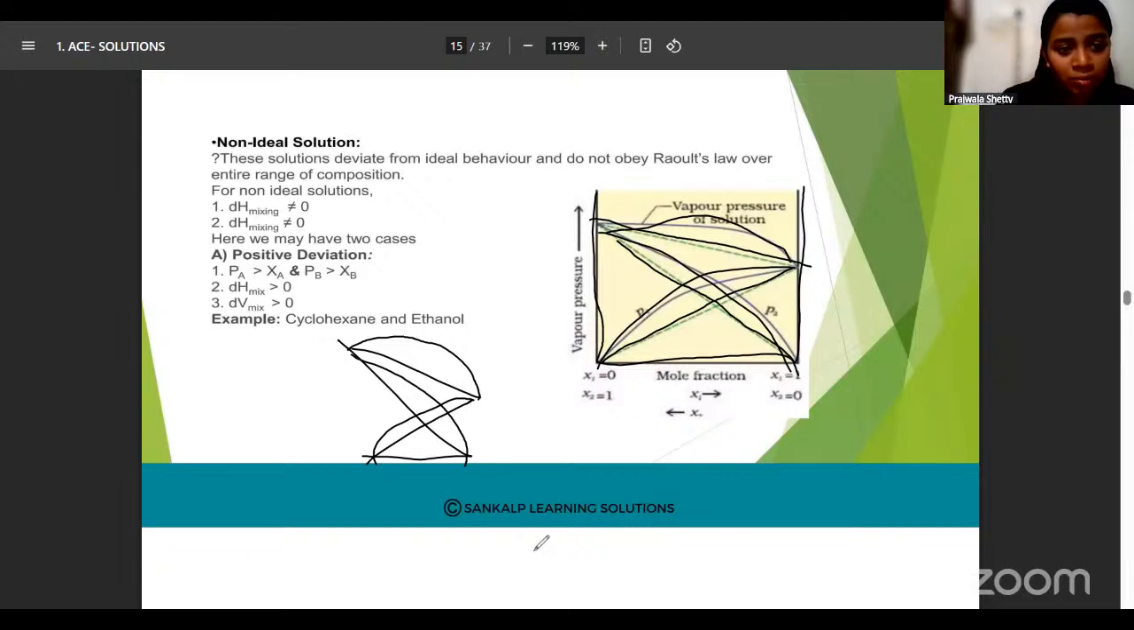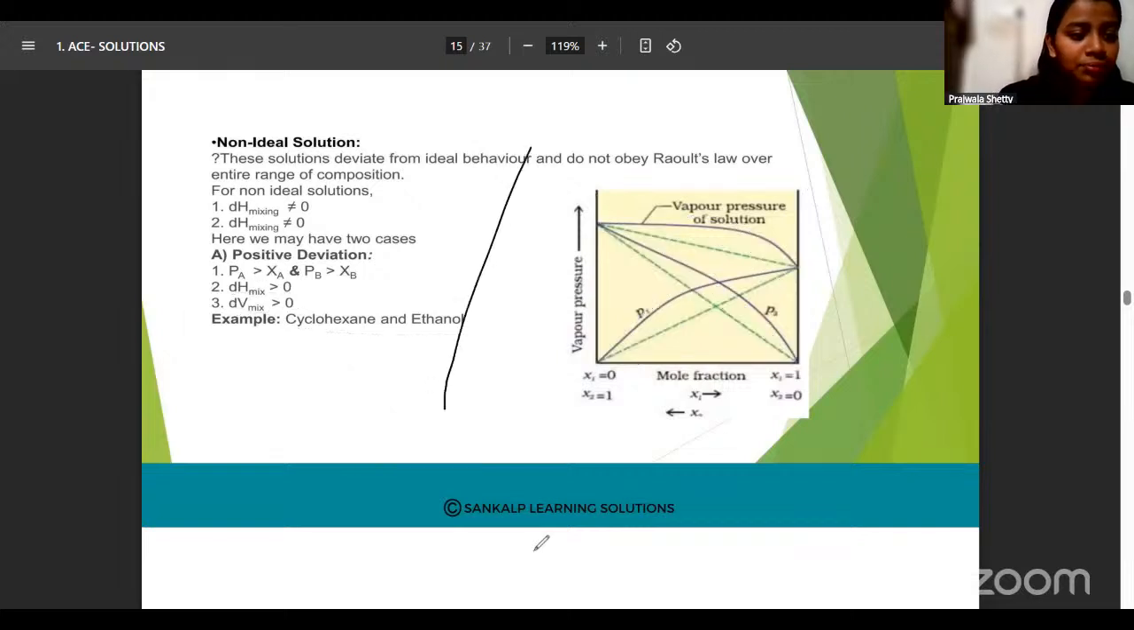Then remember this: enthalpy of mixing of pure components should be greater than 0. And again, volume of mixing should be greater than 0. So remember these points and look into one example. They'll ask you for an example. And when you move on to the next one, which is negative deviation, sorry.